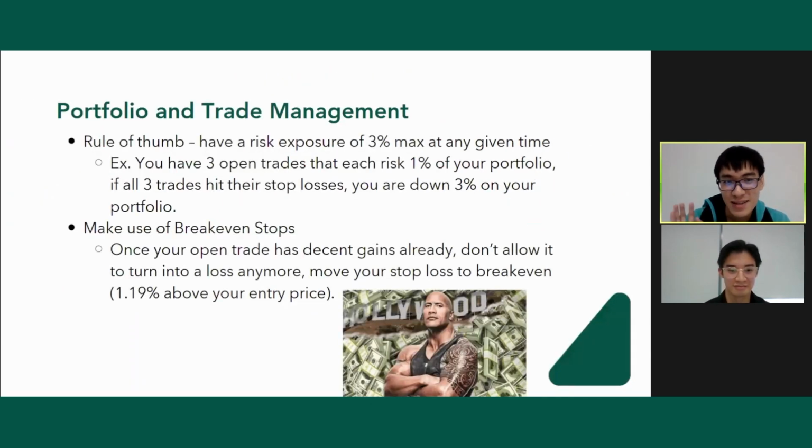So now that you know how to execute using the exit OCO order, does that mean sige, tira ka lang ng tira, di ba? Just keep trading, di ba? No, di ba? So we also have to have portfolio and trade management. The rule of thumb that I personally follow is your risk exposure should be a maximum of 3% lang at any given time. So example, you have 3 open trades, tapos all of them, they're risking 1% lang.